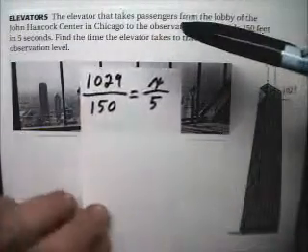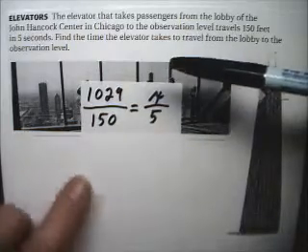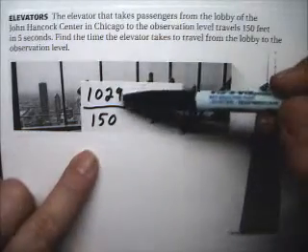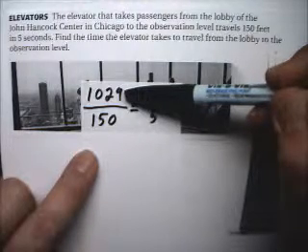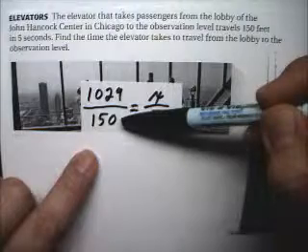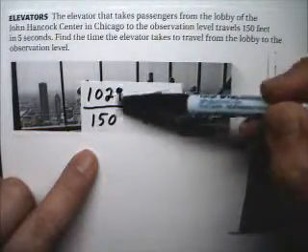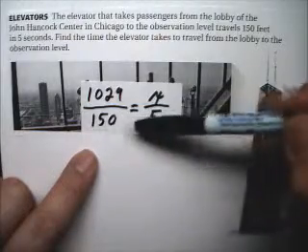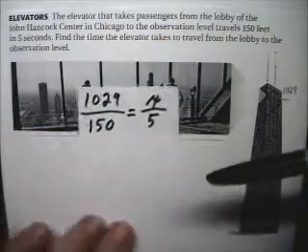Now, everybody sees the world differently. This is another correct proportion. I've got the feet all the way to the top of the observation level, and the feet here, the 150, and then I've got the x here that goes with this, and the 5 here that goes with this, and this is a third proportion that's correct.